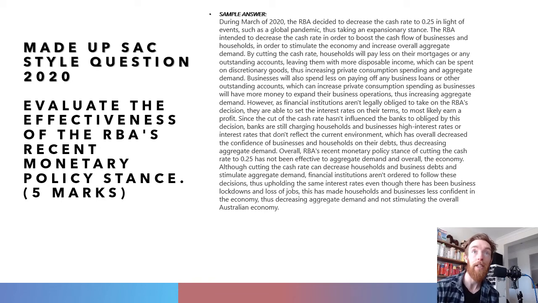The RBA intended to decrease the cash rate in order to boost the cash flow of businesses and households, in order to stimulate the economy and increase overall aggregate demand. So that first little bit is their summary of what's going on. Great for that 1 mark.